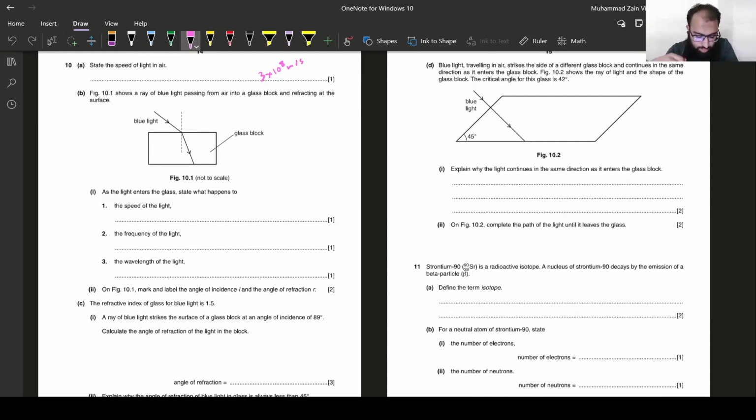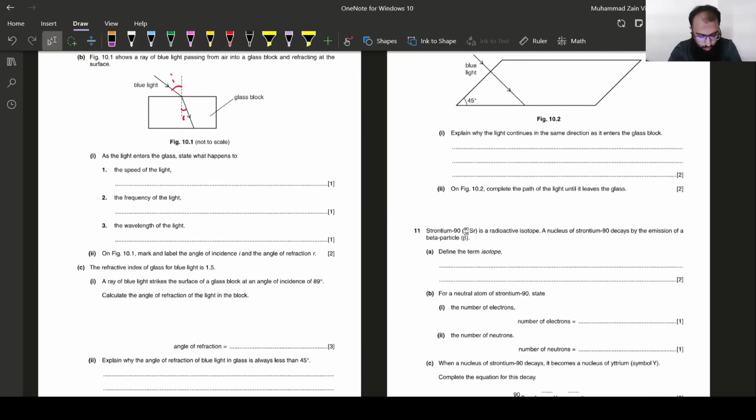So as light enters the glass, what happens to the speed of light? Glass is obviously denser than air, so the speed of light decreases. And if speed has decreased, so would the wavelength. Then the next part, mark and label the angle of incidence and the angle of reflection. Obviously, the angle of incidence would be this angle I, and the angle of reflection would be this angle R.